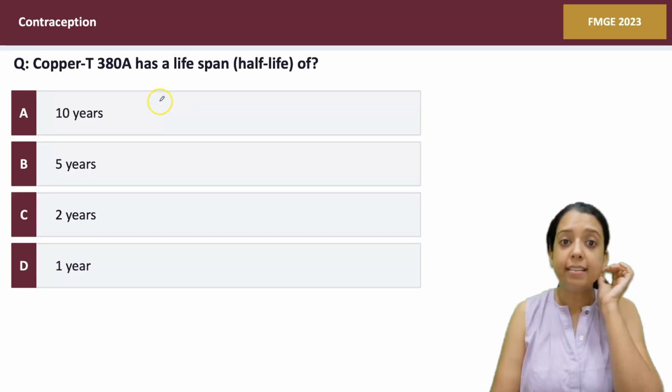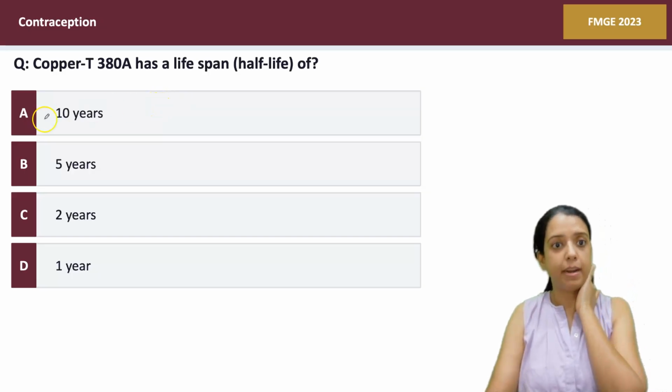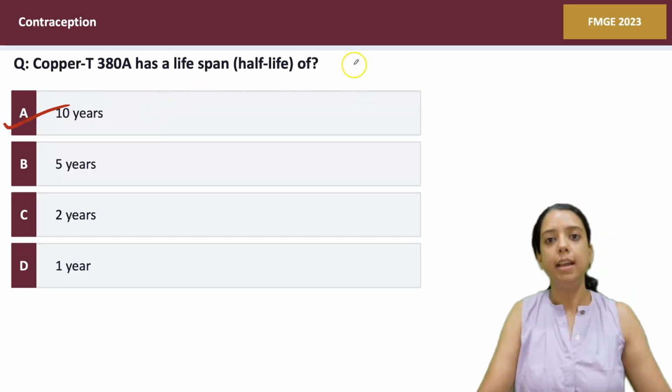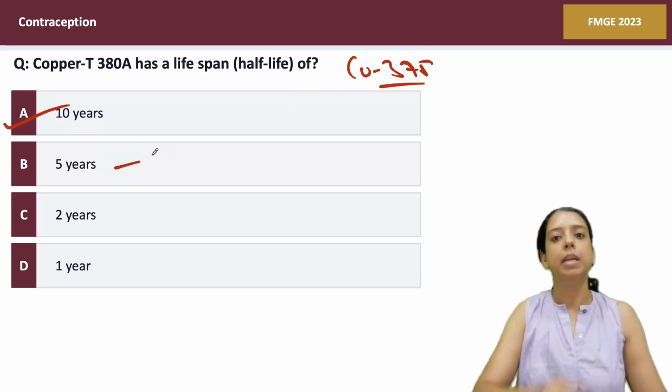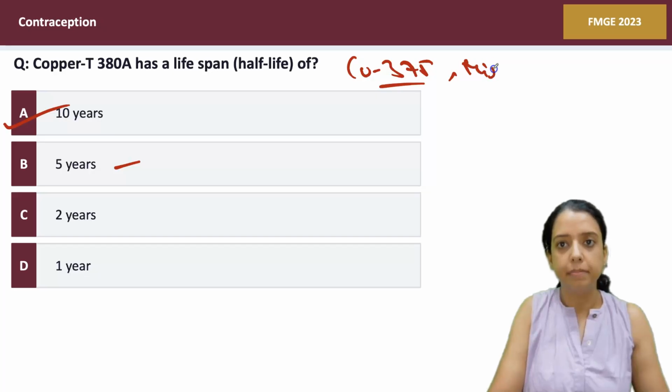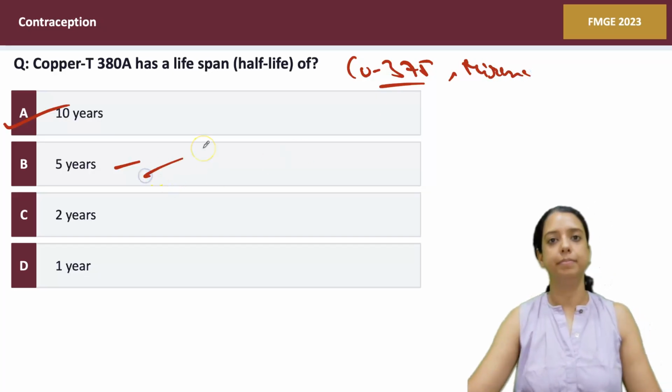Copper T 380A has a lifespan of how much? 10 years. Okay? Copper T 375, 5 years. Mirena, 5 years.